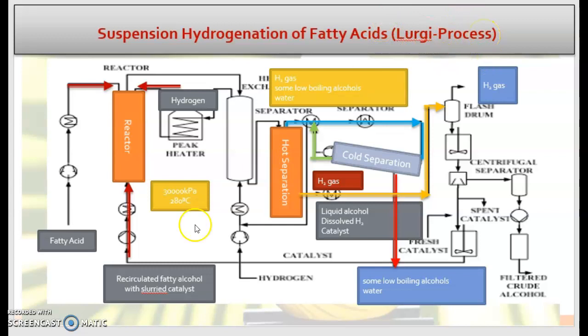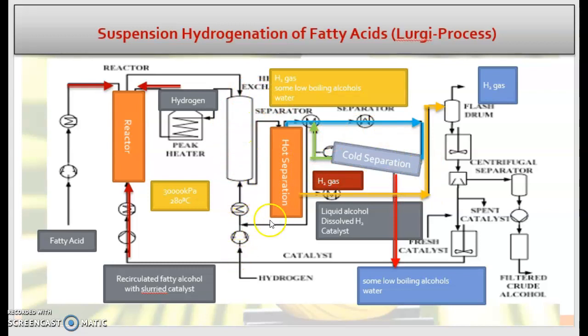Okay, this is the view of the suspension hydrogenation of fatty acids, or we call it the Lurgi process. This is the reactor, where you feed all your fatty acids, hydrogen, and also the recirculated fatty alcohol with the slurry catalyst. After that the product produced will go to the separator. This is where the hot cold system happens. So first is the hot separation, and then the next is the cold separation.